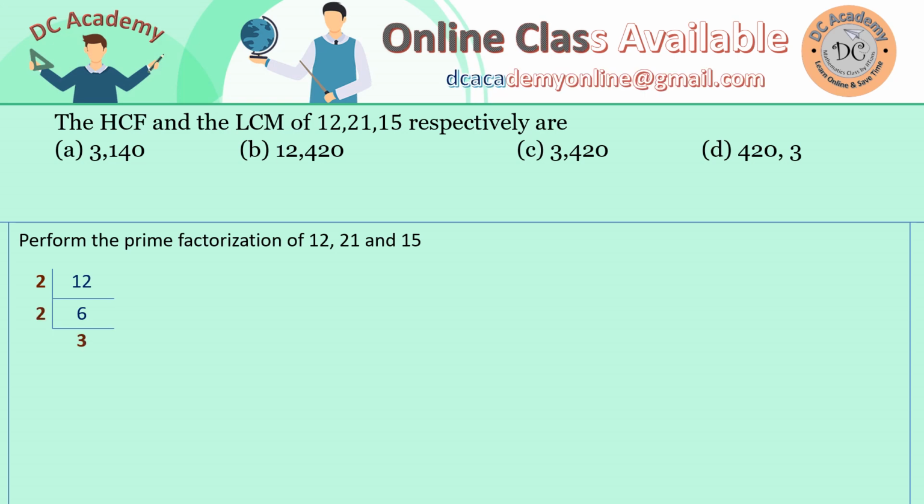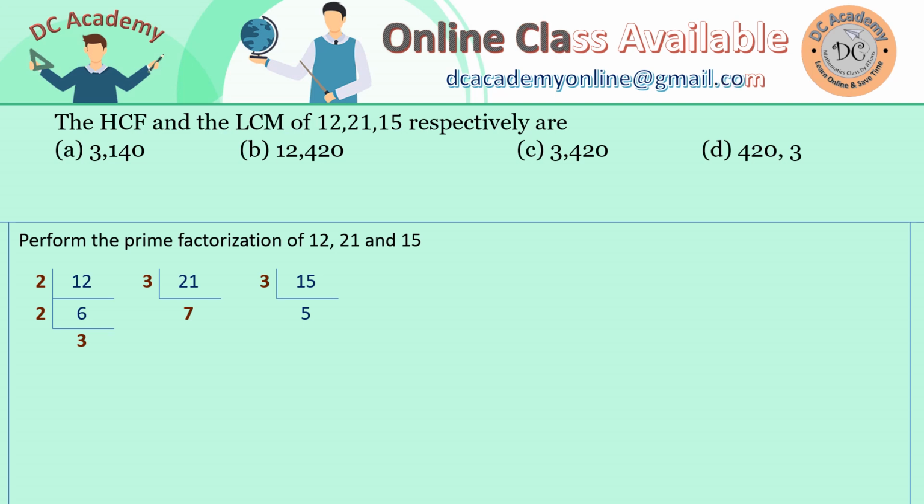Now let's do 21. For 21, we can see that 3 is a factor. So if I take 3 out, the quotient will be 7. Take 15. If I take 3 out, obviously the quotient is 5.